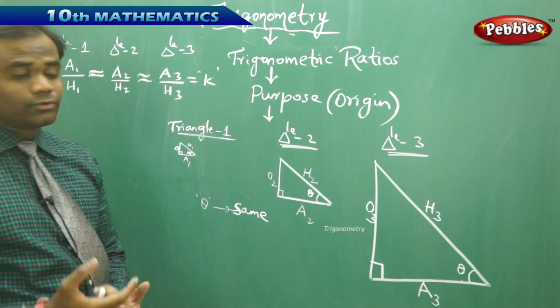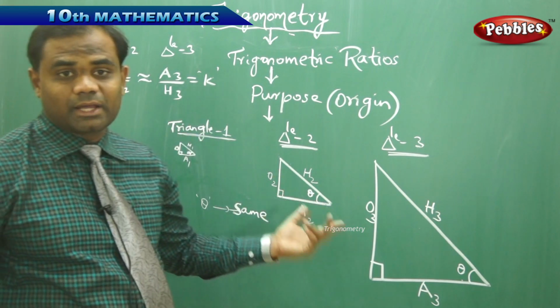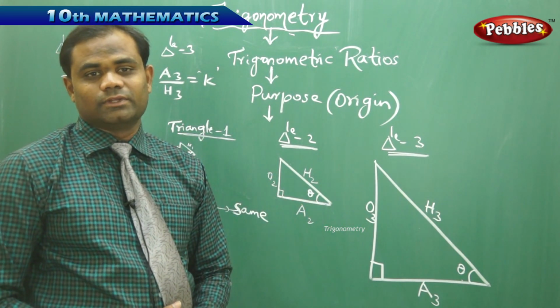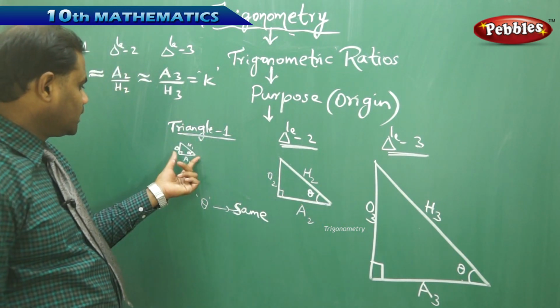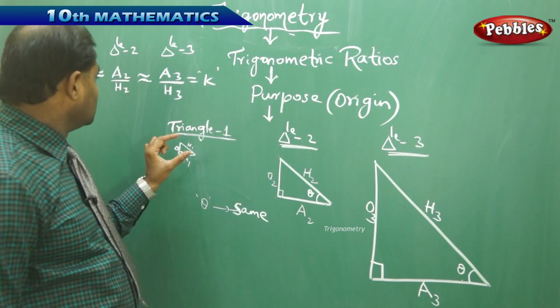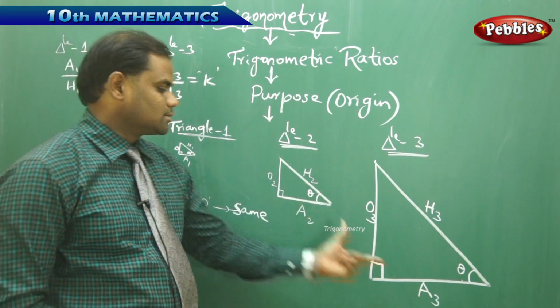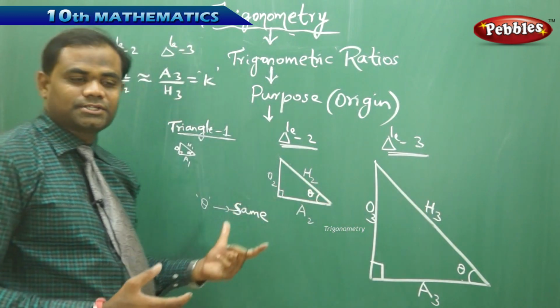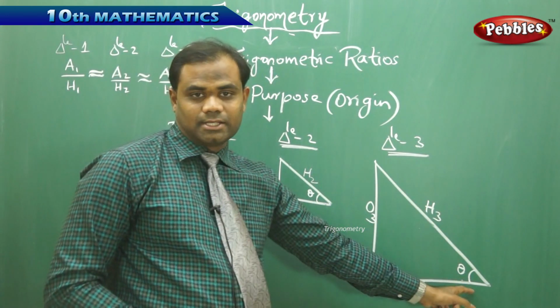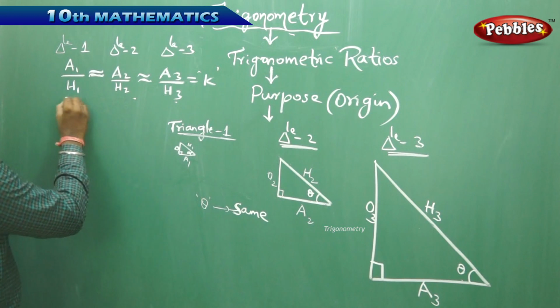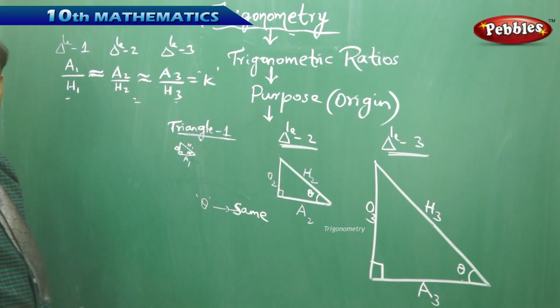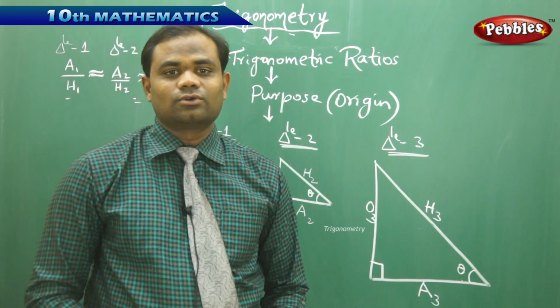This was also true for adjacent divided with hypotenuse, just like opposite with hypotenuse. So whatever adjacent length divided by hypotenuse, and this by this and this by this of any size triangle, provided theta is same, has given me all equal values, and that equal value was denoted with cosine theta.